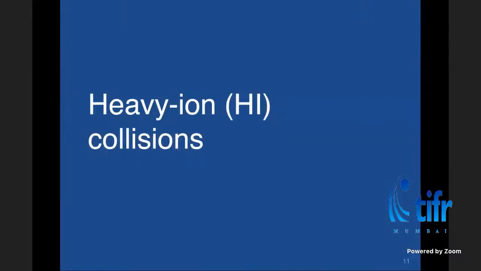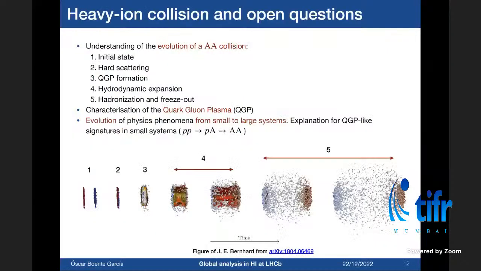So that was about the LHCb detector. I will move now a bit to introduce physics of heavy ion collisions. So just in general, since this was mentioned already, the goal to make collisions of relativistic heavy ions is to basically understand the evolution of a lead-lead collision or ion-ion collision. We know that there are several steps that they go through.